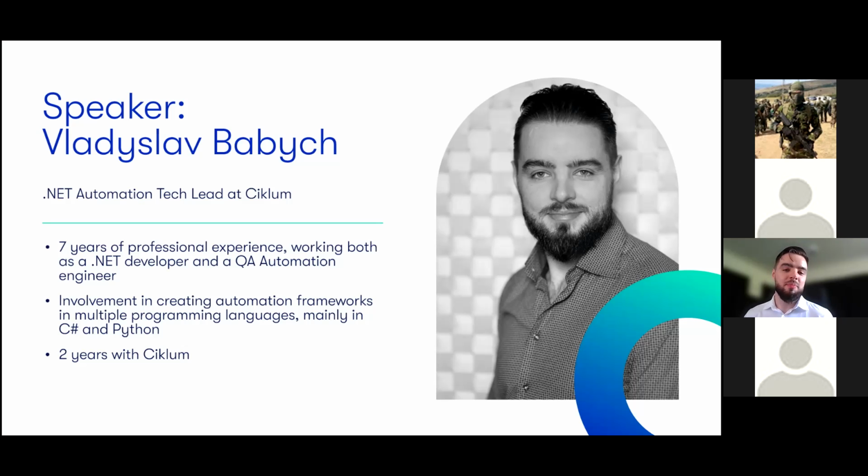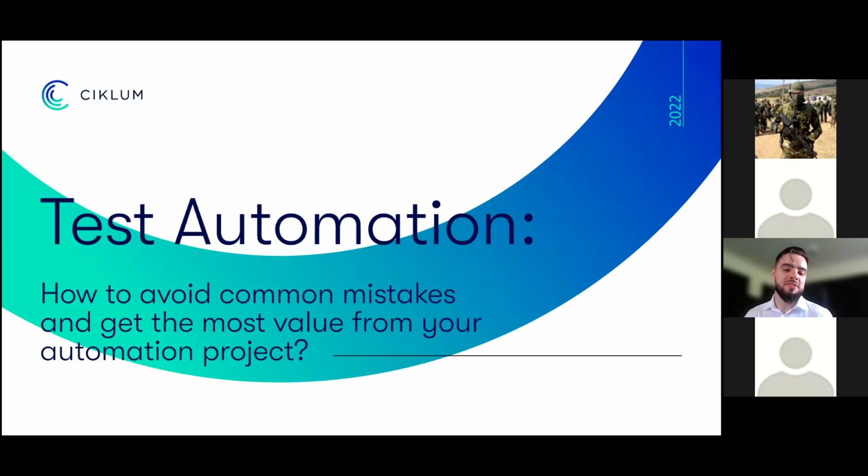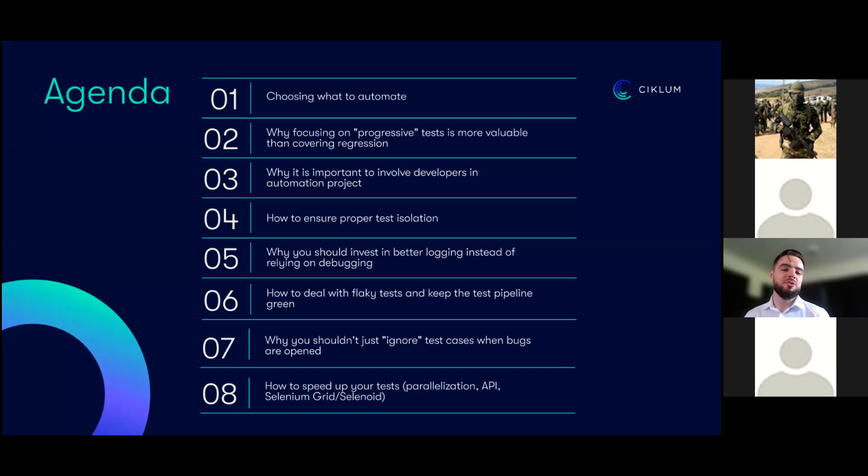So today we're going to talk about the topic, which you probably know. This will be how to avoid common mistakes in test automation and get the most value from your automation project. And the agenda today will look as follows. First of all, we're going to start with the basics. Why should we automate at all, and how can we choose what we need to automate?